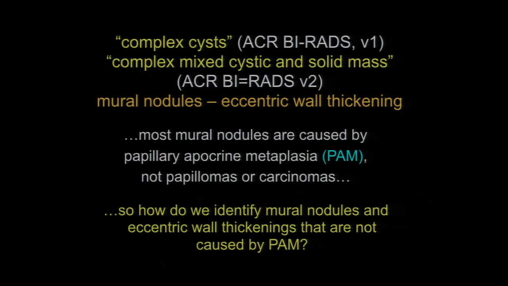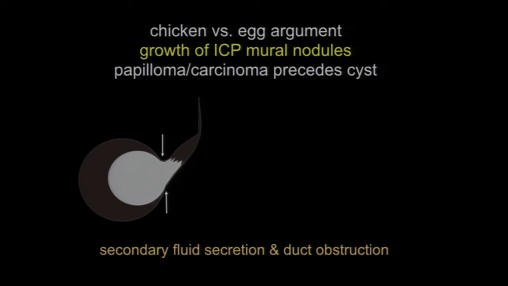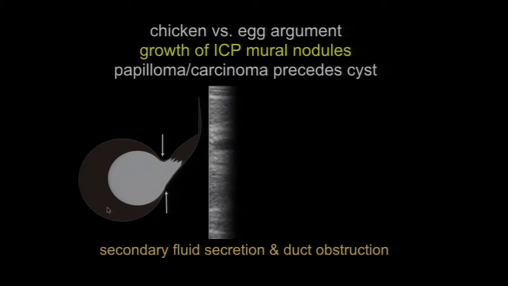Now, what about eccentric wall thickening? That's usually going to be apocrine metaplasia. But in order to know whether it's suspicious or not, we have to think about how it forms. So our differential diagnosis here is going to be just garden variety papillary apocrine metaplasia, which is benign fibrocystic change, versus a papillary lesion. Well, the papillary lesion forms inside a duct or TDLU, and then secondarily obstructs the duct and secretes fluid, so it usually creates its cyst distal to itself.